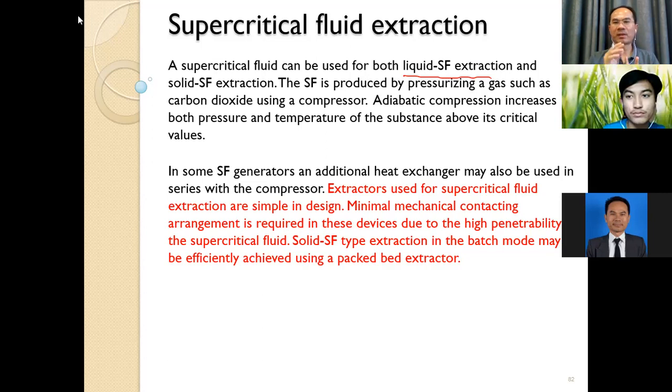Supercritical fluid can be used for both techniques: liquid supercritical fluid extraction and solid supercritical fluid extraction. If you use liquid supercritical fluid extraction, you use the supercritical fluid to extract the solute from a liquid mixture. If you use solid supercritical fluid extraction, you use the supercritical fluid to remove solute in solid. This can be found in the volatile component in solid.